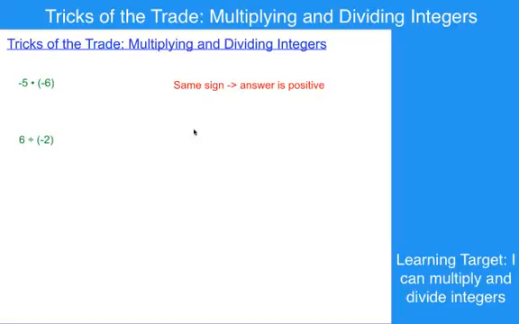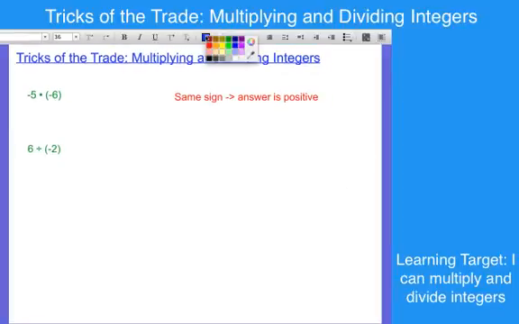You have to be careful about this because when I add, if I take the same sign, the answer is not necessarily positive. So you have to be careful to recognize whether you're adding or multiplying and dividing. So if I multiply or divide, it's the same thing. If it's either multiplication or division, you still take the same sign. You still make it positive if the signs are the same. So the answer here would be 30.